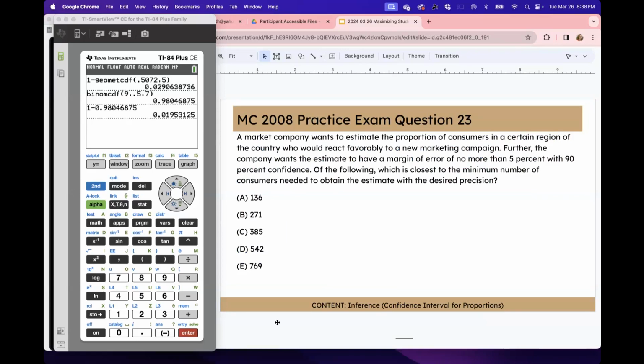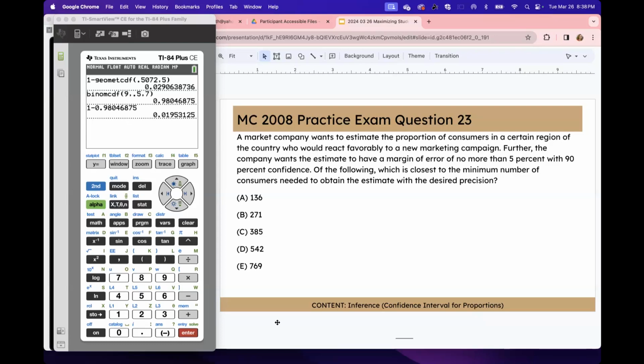We've got a marketing company and they want to get a margin of error within a certain value. I want it to be no more than 5% if I do a 90% confidence interval. So what they're trying to do is find the minimum number of consumers that they need in order to get this precision. We're trying to get that margin of error to be no more than 5%. So starting off this question, a student has to pull that out because we're not calculating a confidence interval. We're only focusing on the margin of error.